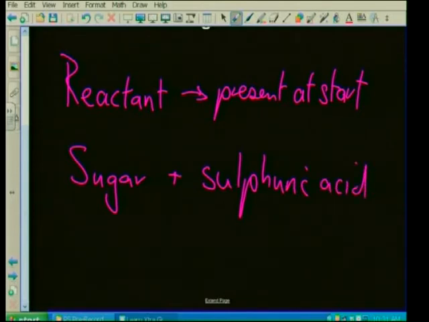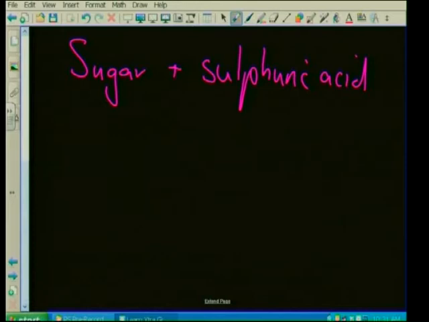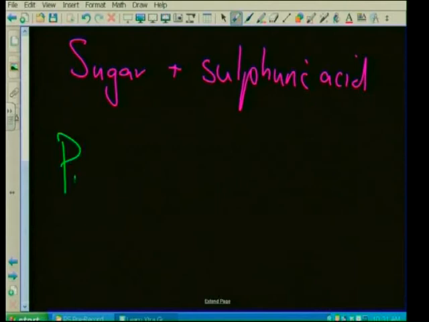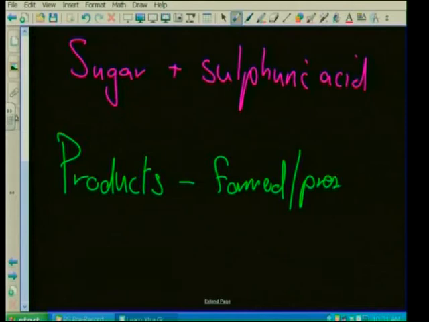What you need to recognize is we could draw those in different ways and represent them in different ways. But at the end, what are we left with? Well, in the simplest form, what we would say is we have a product, something that is different. So we don't have reactants anymore, but we have products. And the products is what's formed or present at the end.